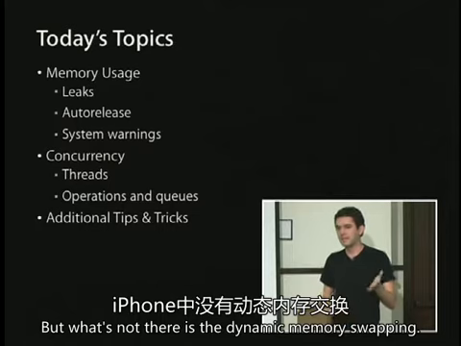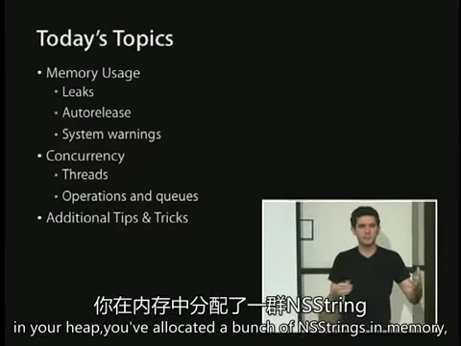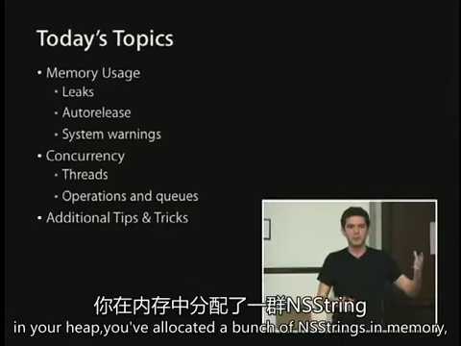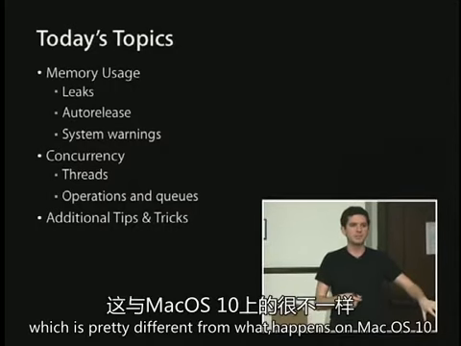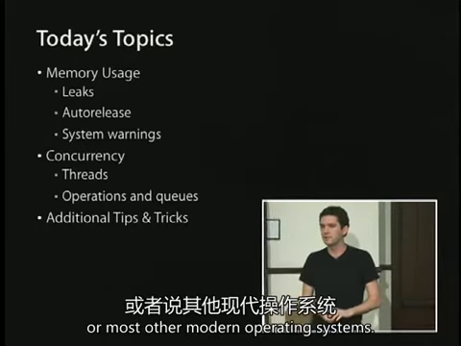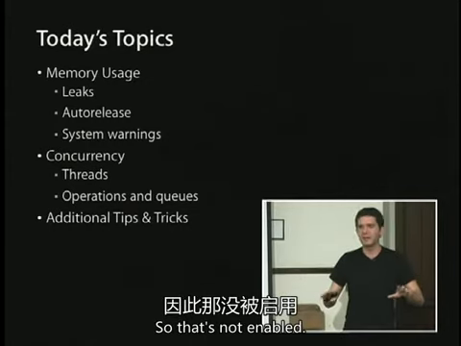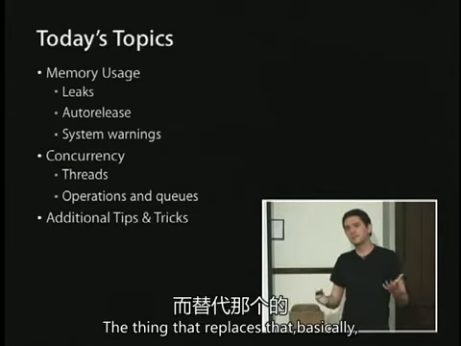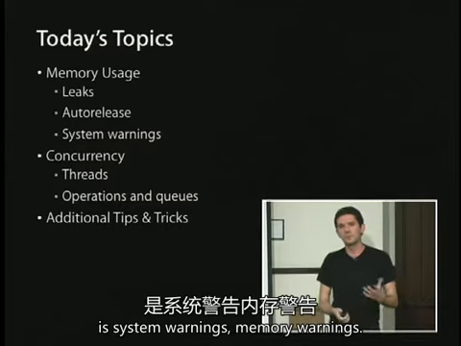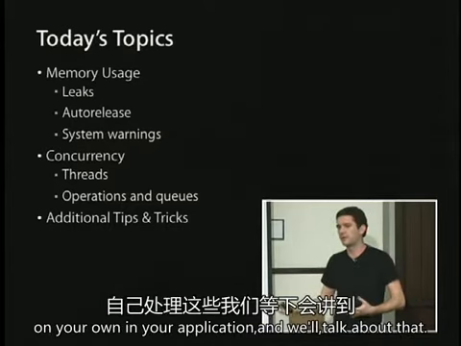But what's not there is the dynamic memory swapping. So if you have some dynamic memory that you've allocated in your heap, say a bunch of NSStrings in memory, those will never get paged out to disk, which is pretty different from what happens on Mac OS X or most other modern operating systems. The thrash on the flash is just a little too much, so that's not enabled. The thing that replaces that is basically system memory warnings, and you end up having to deal with this case on your own in your application, and we'll talk about that.